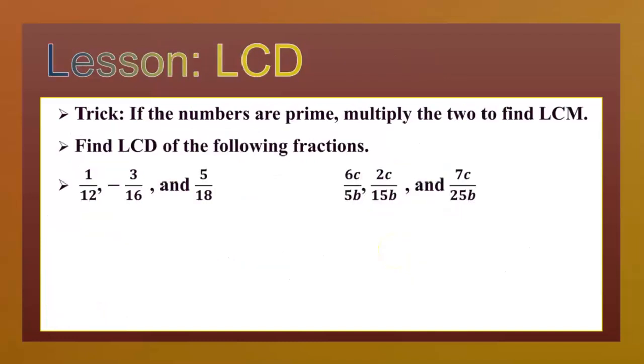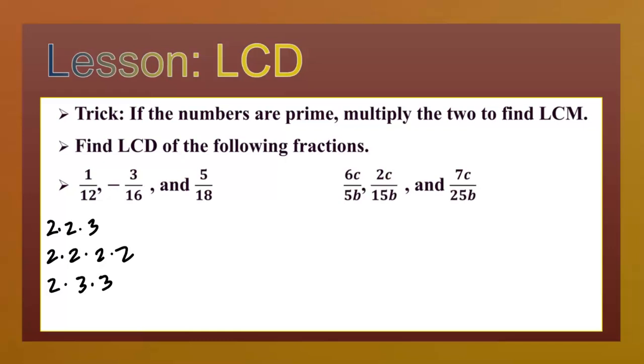Next, finding the least common denominator. So the trick, if the numbers are prime, multiply the two to find the least common multiple. So we're going to find the least common denominator of the following fractions. So 12 is 2 times 2 times 3. 16 is 2 times 2 times 2 times 2, because that's 4 times 4. And 18 is 2 times 3 times 3.